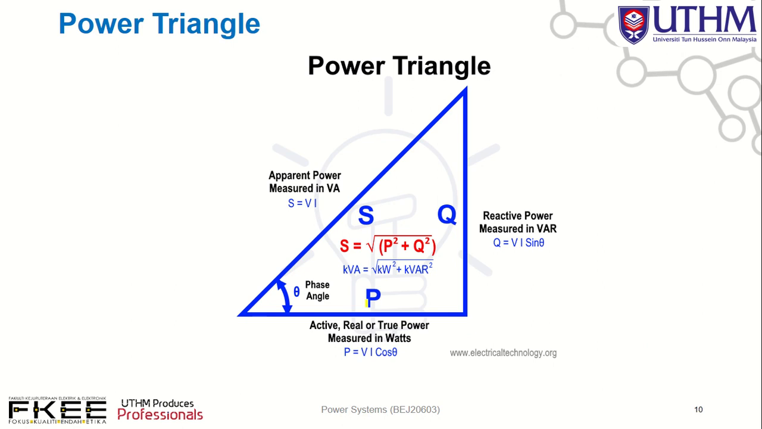Let's say we have a P. This P we call active power, sometimes real power, sometimes true power, or VI cos theta, V RMS I RMS cos theta. This one we call reactive power, which is measured in volt ampere reactive, equal to VI sin theta. This one we call apparent power, equal to VI.